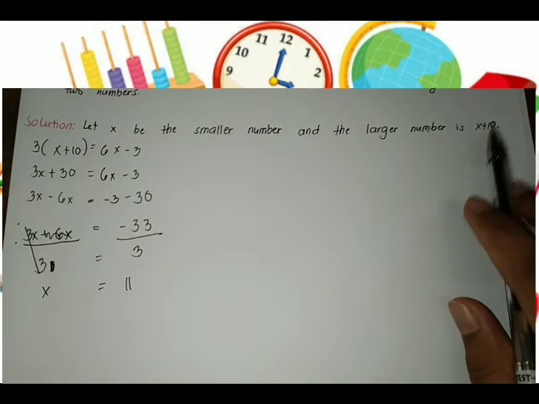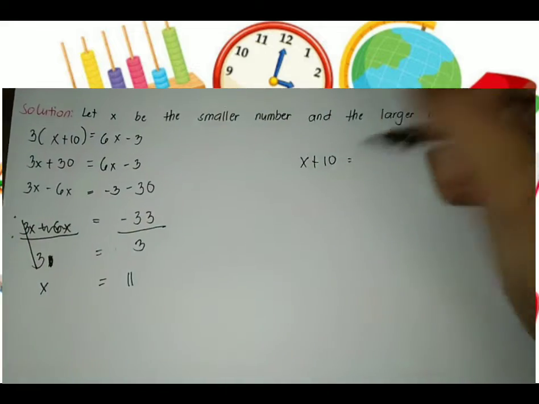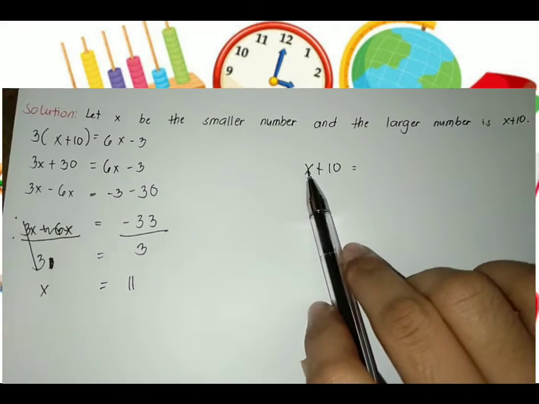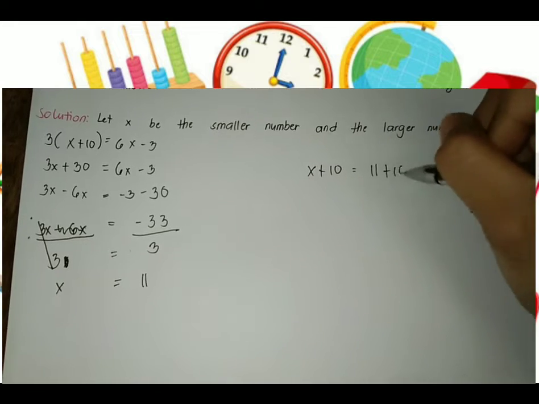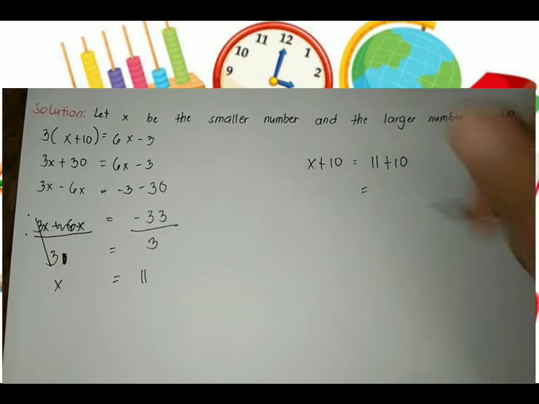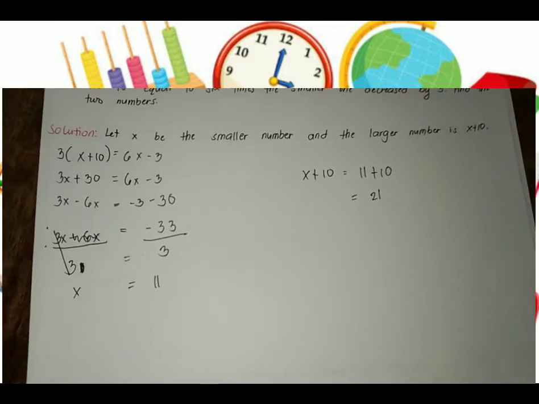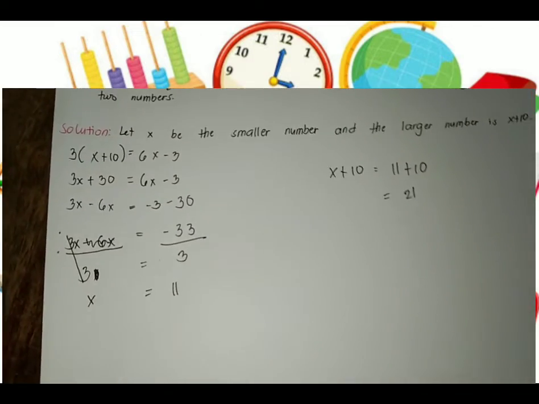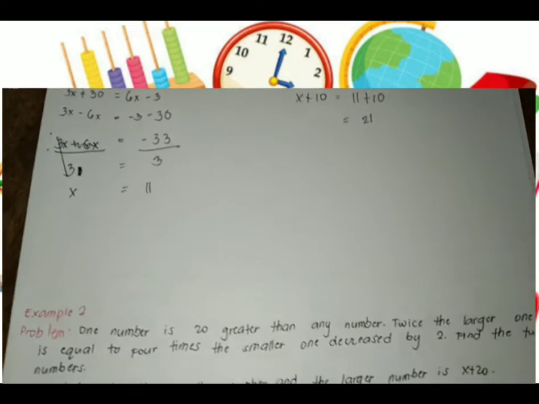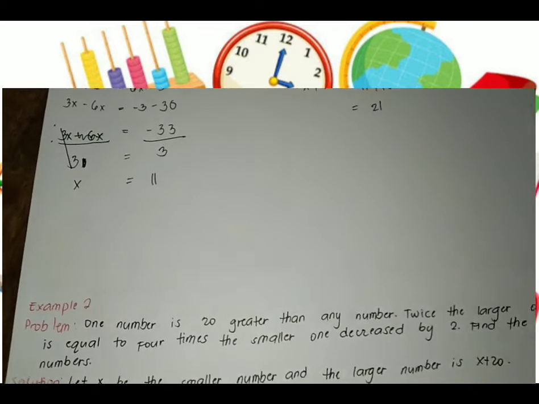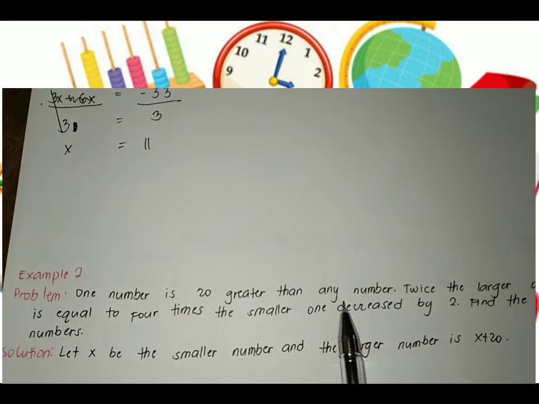Now we are going to write it. x plus 10 is equal to the larger number. We change x into 11. So 11 plus 10 is equal to 21. So this is the answer in our problem number 1, example number 1. Now we are going to move to example number 2. So the problem is one number is 20 greater than another number.